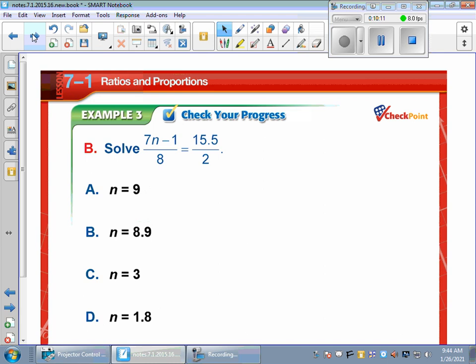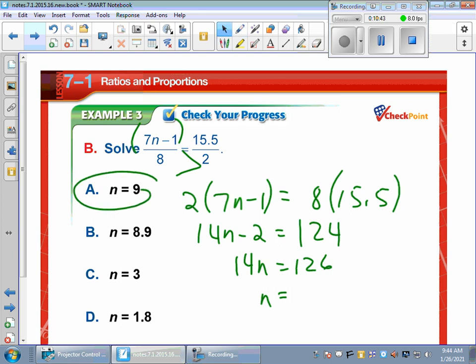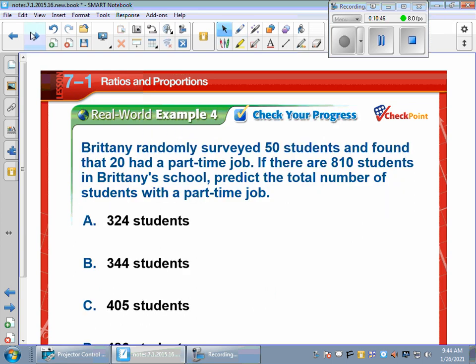This one here, again, same idea, same concept of what we're doing, just cross multiplication. 2 times the 7n minus 1 equals the 8 times the 15.5. Again, multiply that out. 14n minus 2 equals, then we have the 8 times the 15.5 gives me 124. You add that over, so we have 14n equals 126. 126 divided by the 14 will give us 9. Final answer of 9. Last slide here, folks.